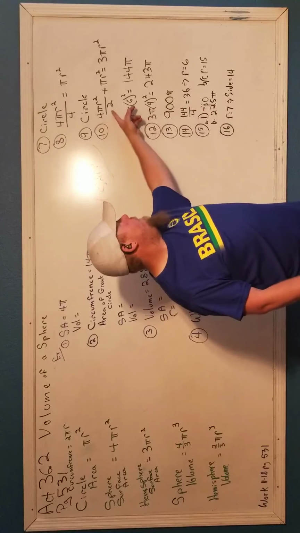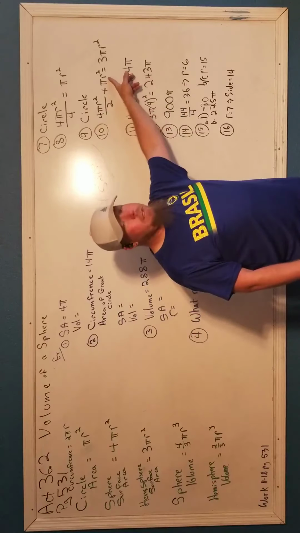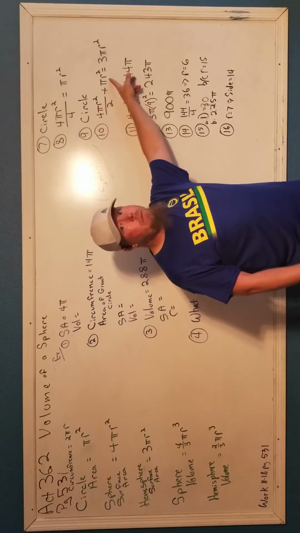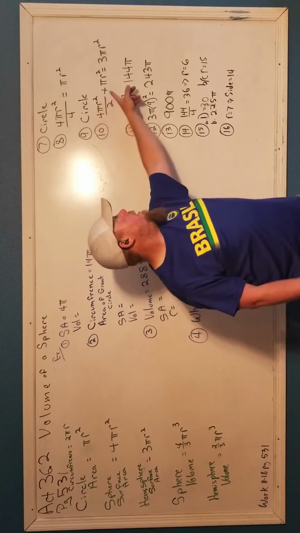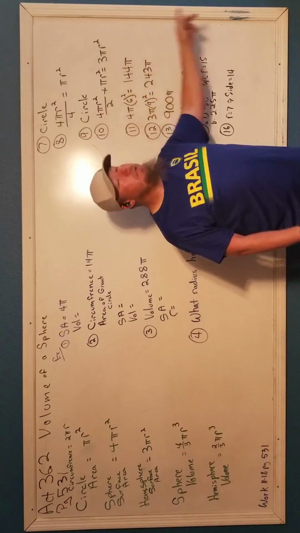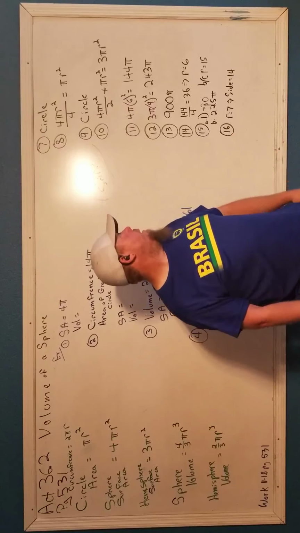Number 10 asks for the formula for the total area of a hemisphere. Remember, hemisphere is half the sphere, as far as the rounded part, the dome part, plus the base. The base is going to have the same radius, and the base is a circle, so we've got pi r squared. So we really got 2 pi r squared plus pi r squared, we get 3 pi r squared. So kind of interesting there, the hemisphere is 3 pi r squared.